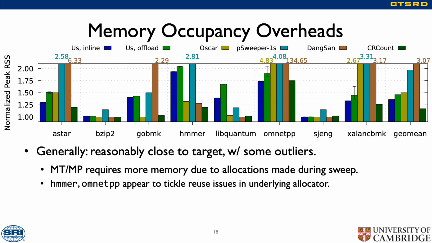In terms of memory occupancy overheads, generally Cornucopia manages to hold to its a priori chosen target of 33%. When using a second thread and offloading, Cornucopia overshoots a bit due to allocations made during the concurrent sweep, which can be satisfied only by growing the heap. The bzip2 and sjeng workloads do not really avail themselves of malloc and so do not rise to threshold, while Xalan and OmnetPP appear to go through distinct phases and cause our underlying malloc implementation to not reuse memory as aggressively as one might wish.